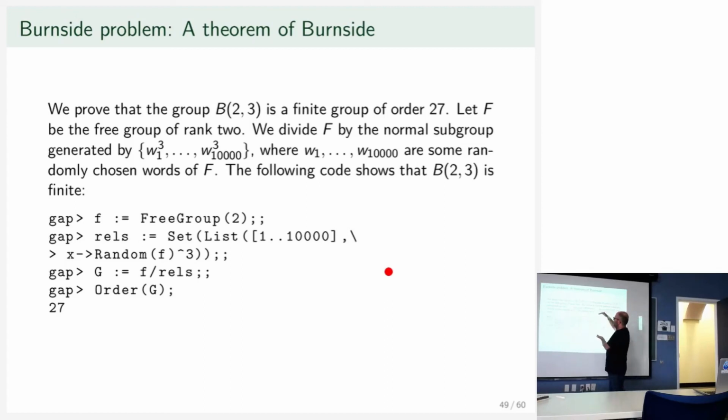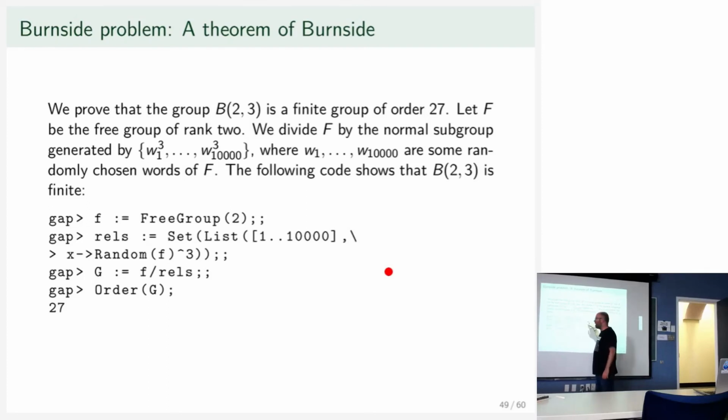I mean, with this, I know that my group is a quotient of this, right? But who cares? It's fine, and that's it. I define a free group, then I do this. Relations is, well, this set, right? This number should be quite big.